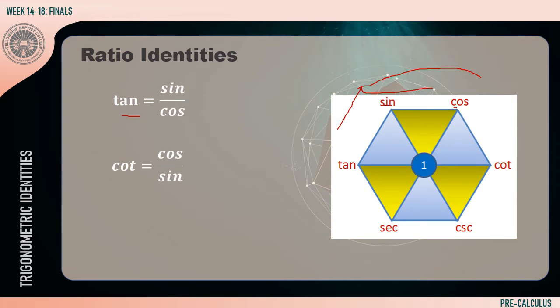For cotangent naman, anong mas lapit sa cotangent? Mas lapit sa cotangent ang cosine. Cosine over sine. So, mag-identify lang siya sa ratio identities gamit ang hexagon.